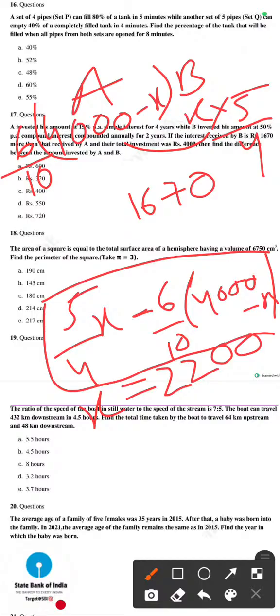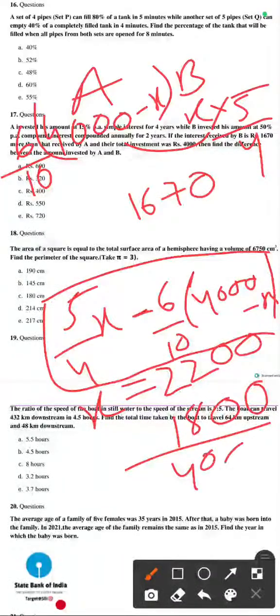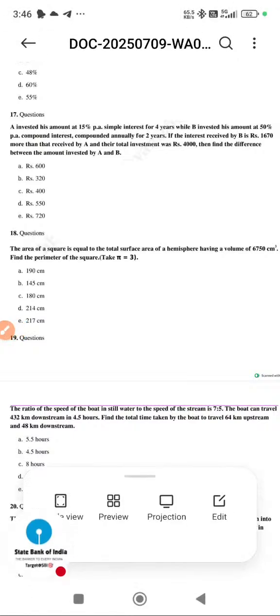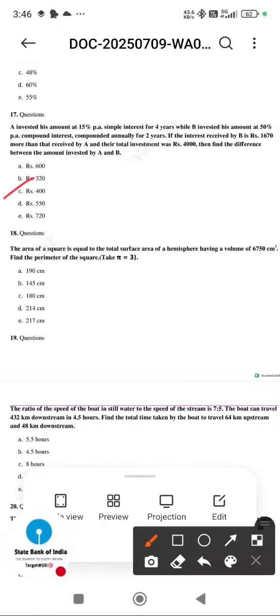If it is 2200, the B value is 2200. The A value will be 4000 minus 2200, which will be 1800. So the investment of B is 2200 and the investment of A is 1800. The question asks for the difference between these two, which will be 400. So the answer will be 400. So option C is the answer for this question, 400.